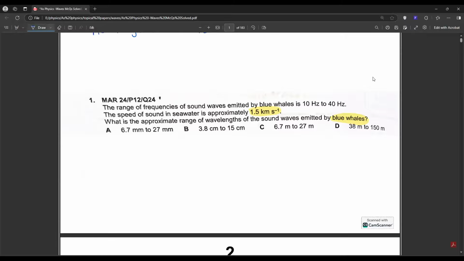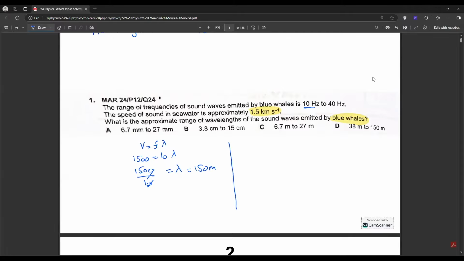Very, very easy. We know v equals f lambda. What is your speed? 1.5 kilometers per second, so this will become 1500 meters per second. What is the initial frequency? The initial frequency is 10. What will your first lambda become? The zeros cancel out, lambda becomes 150 meters.